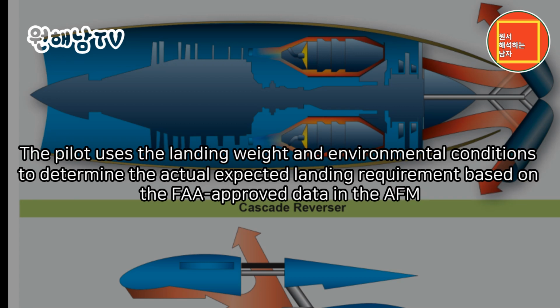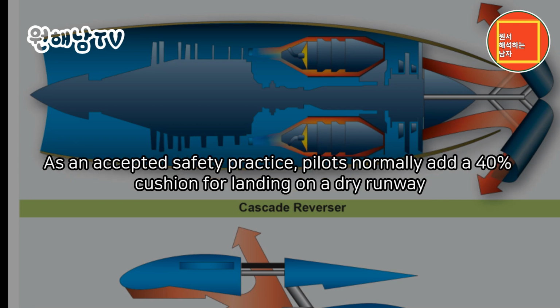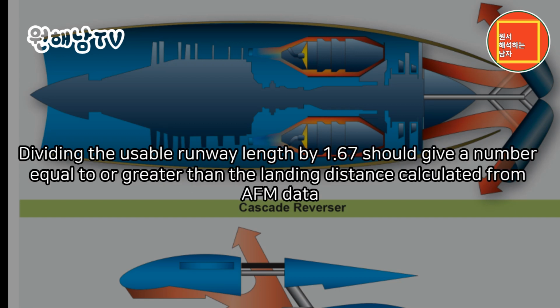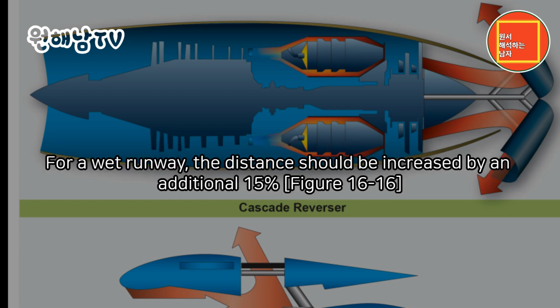The pilot uses the landing weight and environmental conditions to determine the actual expected landing requirement based on the FAA-approved data in the AFM. As an accepted safety practice, pilots normally add a 40% cushion for landing on a dry runway. Dividing the usable runway length by 1.67 should give a number equal to or greater than the landing distance calculated from AFM data. For a wet runway, the distance should be increased by an additional 15%.